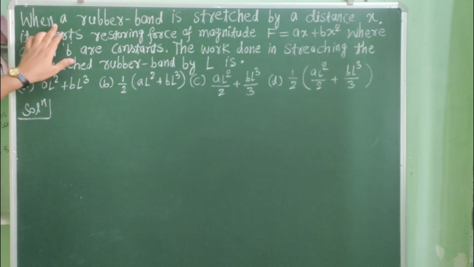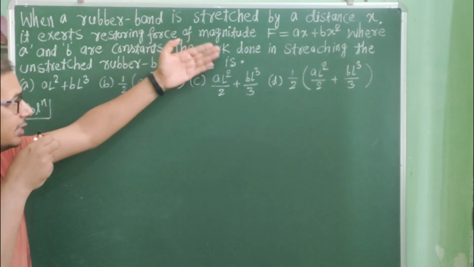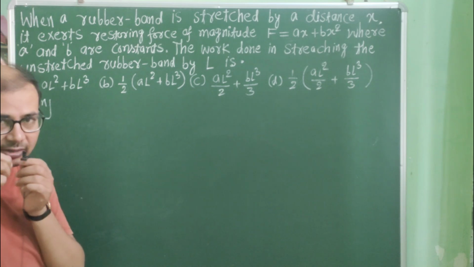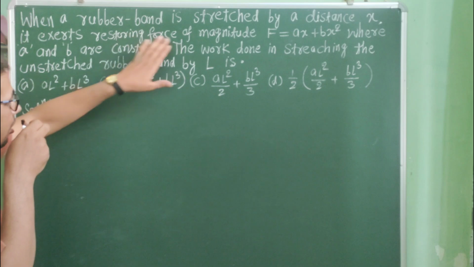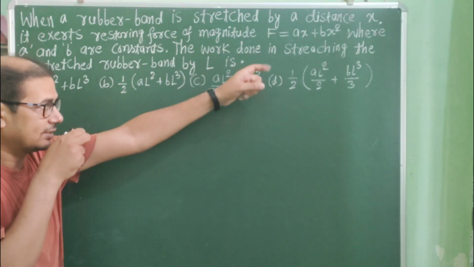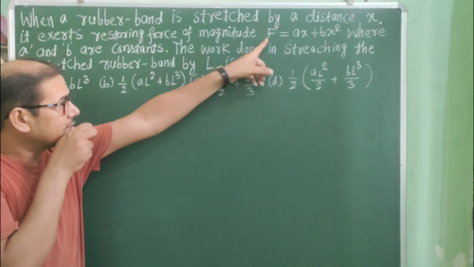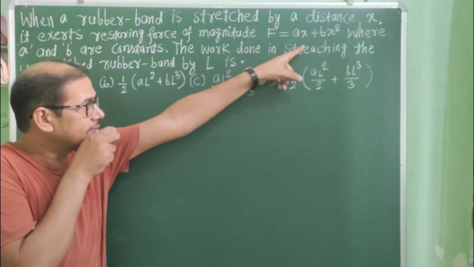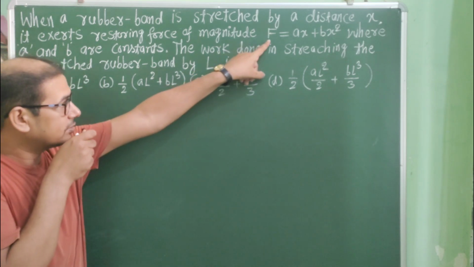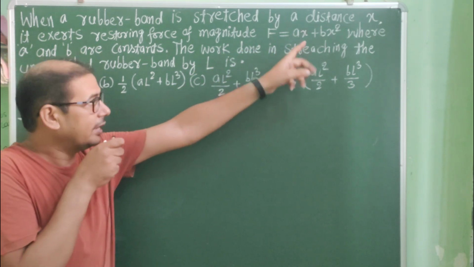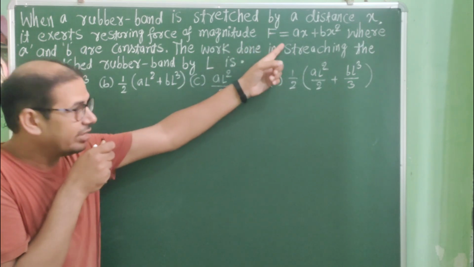When a rubber band is stretched a distance x, suppose that a rubber band is stretched by a distance x, it exerts a restoring force of magnitude F equal to ax plus bx square, where a and b are constants. This force F equal to ax plus bx square is a variable force because this force depends on x. According to x, F varies, where a and b are constants, so this is a variable force.